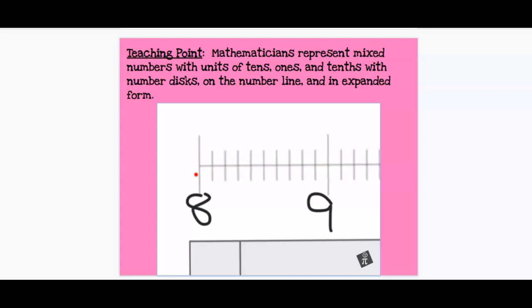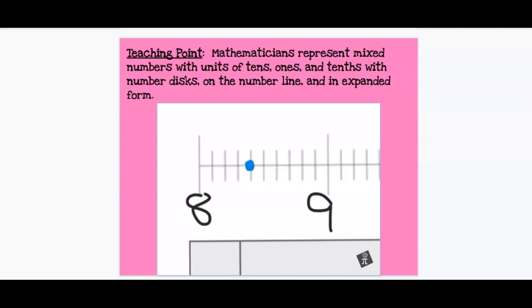Because we see that between 8 and 9, it's split into 10 pieces: 1, 2, 3, 4, 5, 6, 7, 8, 9, 10. And remember, we're counting the intervals. So there are 10 intervals between 8 and 9, and that makes these tenths. For example, if I wanted to look at this dot right here, what is the value of that dot on the number line? Where on the number line is that dot?